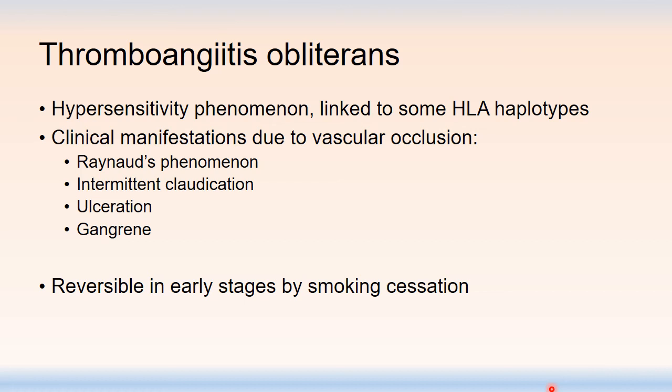When these patients have symptoms related to this disease, they can include Raynaud's phenomenon, claudication, ulceration, and gangrene. And again, this is all caused because of those areas of vascular occlusion. And one of the reasons it's so important to identify this disease and ask about smoking history is that if patients are in their early stage of disease, smoking cessation can actually reverse the disease course.